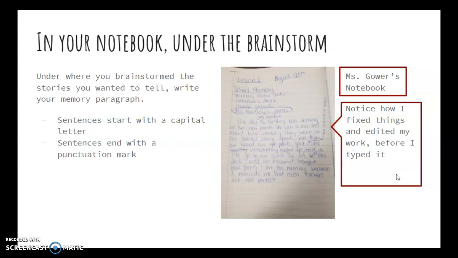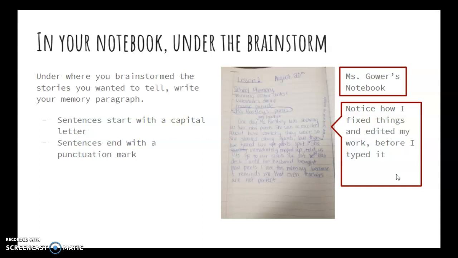So in your notebook, under where you brainstormed, I want you to put a rough draft of your paragraph. If you'll notice in my notebook, it's not very pretty. I edited, I crossed things out. I would have erased, but I used a pen because you wouldn't have been able to see it if I used a pencil. But in your notebook, this is where you can make mistakes, and it's okay because it's just practice.